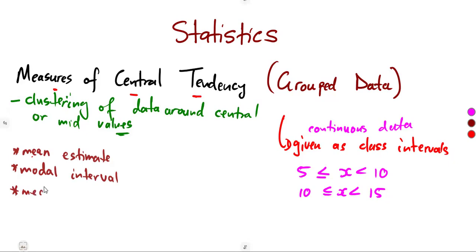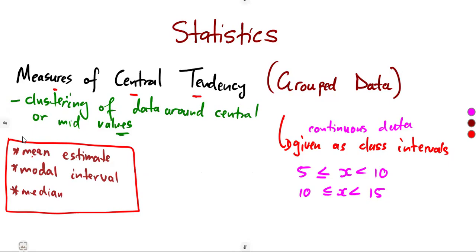So we also refer to the median. That is the interval where the median lies. So those are the three aspects that you are supposed to understand as long as we're dealing with what? Measures of central tendency. So the way to calculate or to determine is what is important now.